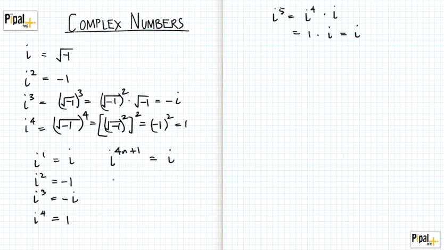Likewise, if iota carries a power 4n plus 2, right, then we are going to get minus 1. If iota's power is of the form 4n plus 3, then we are going to get minus iota, and if the power of iota is a multiple of 4, then we are going to get 1, right? So these are how the different powers of iota work. Now let's take an example.